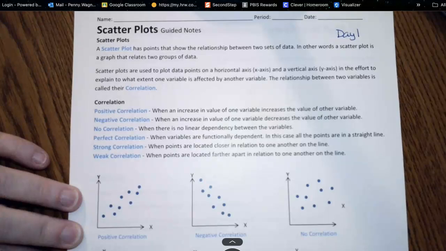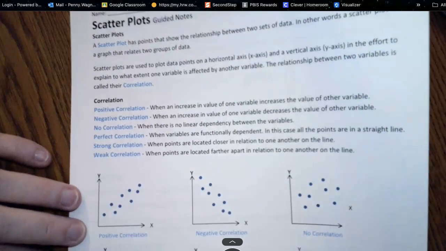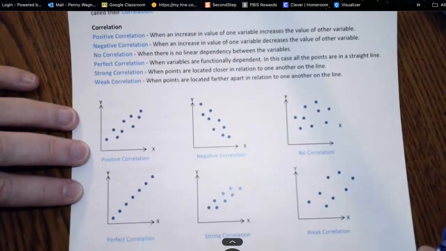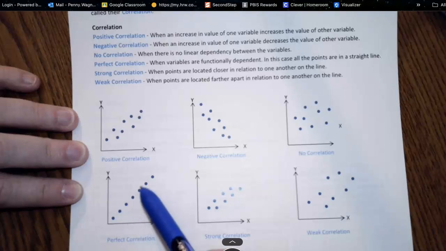Then we have what we call a perfect correlation. And that's when they are functionally dependent. In this case, all the points are in a straight line. And so if I look at this one down here, I see that this is what they call a perfect correlation. It is positive, and it looks like if you connected it, it would make a straight line.